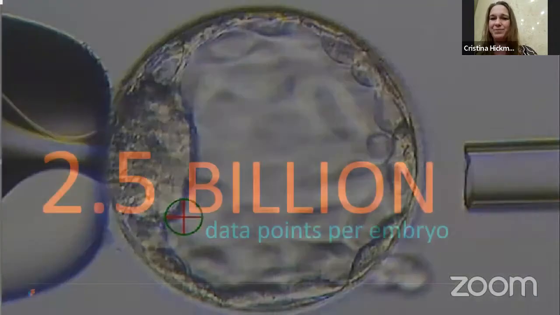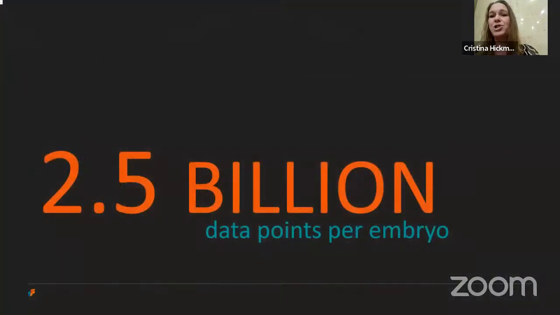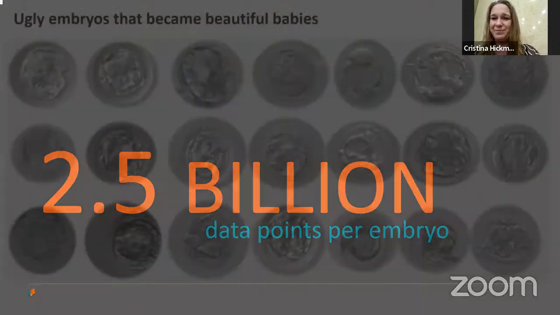Next slide, please. The challenge we have is that when we combine all of this information together, especially when we're using time-lapse, we actually have a lot of information at our disposal. In fact, we have 2.5 billion data points on every embryo that we have available to transfer. So this creates a bit of a problem because it's so much information. How do we process all of that information at once? How do we make sure that we don't miss any important pieces of information? Next slide.